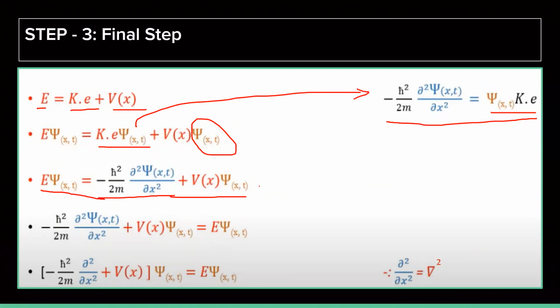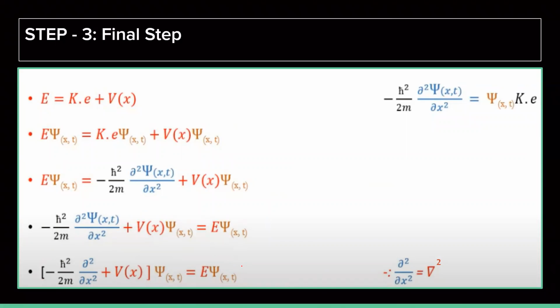Now I just reorder this equation so that I get the final Schrodinger wave equation, which is minus h cross square by 2m into dou square by dou x square plus V of x into psi of x comma t, which is equal to E into psi of x comma t. If you want, we could replace dou square by dou x square with delta square, which is the Laplacian operator. Since we have only considered a single dimension, we could use x square. If it's for 3 dimensions, we have to consider the x, y, and z terms as well.